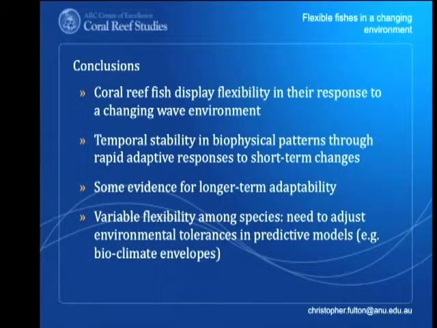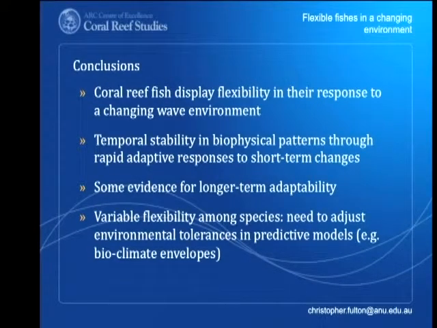So just to summarise, it does appear that coral reef fish can display flexibility in their response to a changing, in this case rapidly changing, physical parameter. This means that it does give some temporal stability to those biophysical patterns that I described earlier in this talk. It suggests that, yes, there are certain tolerances to a changing environment within that biophysical relationship. So if we are going to use environmental surrogates to start mapping diversity of fish or ecosystem processes, there will be some hysteresis in those models.